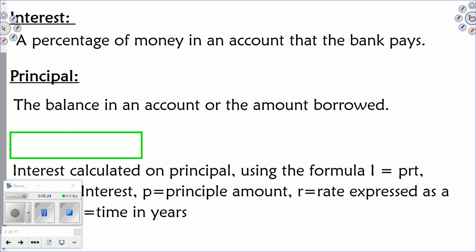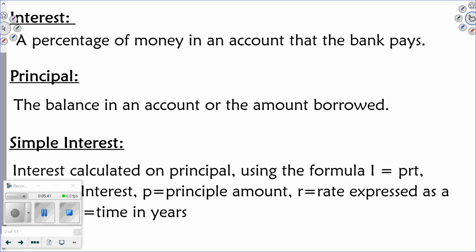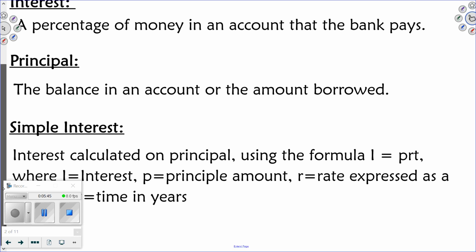Principal amount though is just the amount of money that's in there to start with. So if you get a loan for a car for $10,000, the principal amount of your loan was $10,000, the amount that you borrowed. Are you going to pay back more or less than $10,000? More, $10,000 plus interest. All right, simple interest is the easiest formula that we're going to work with.